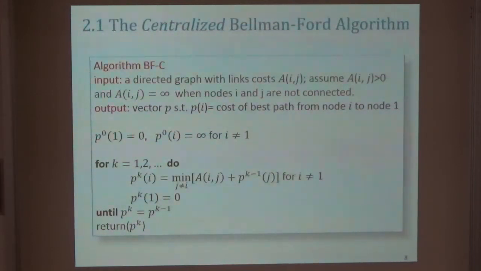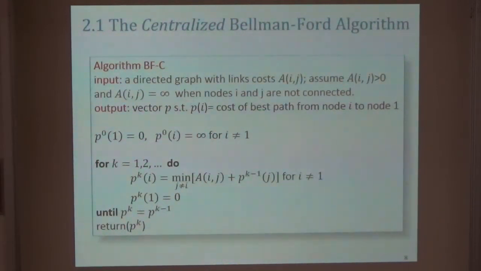So the problem is to compute the distances from all nodes to one destination. So we call it destination one. I have a directed graph with a cost associated to every edge of the graph. And there is one particular node, number one, to which we want to compute the cost of going there, the distance to that. So we put that in a vector. I call P the vector of the cost of going from node i to destination one.